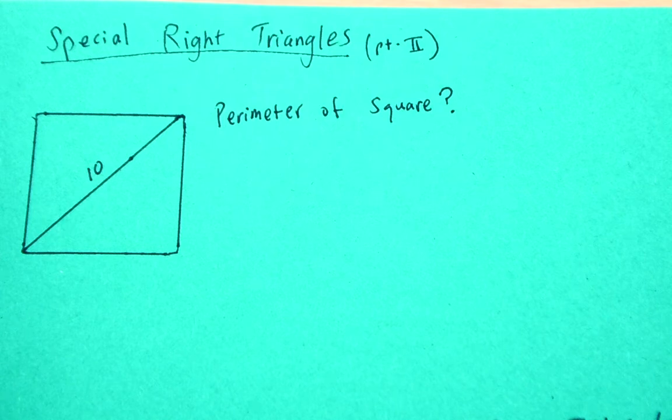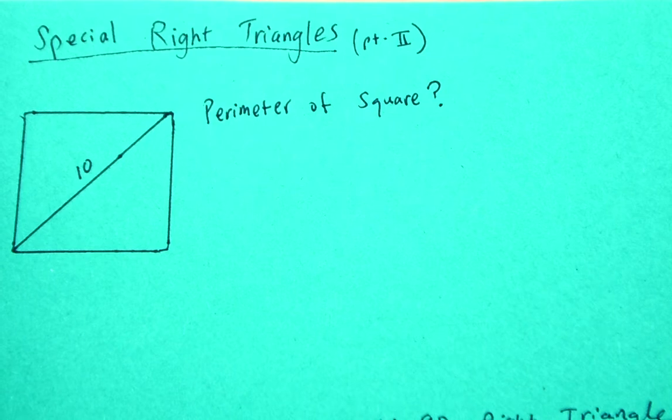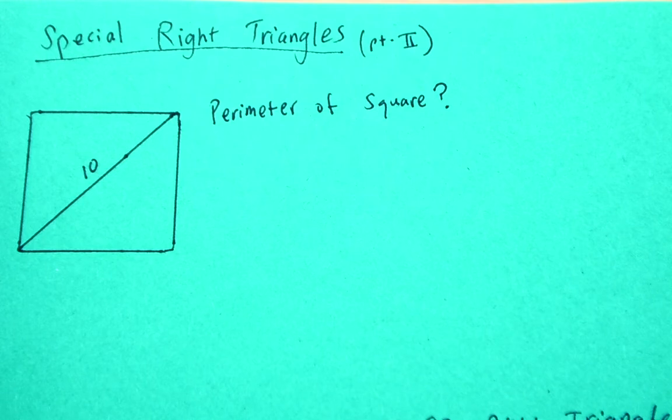We've investigated this topic a bit, but we're going to revisit it and also extend some of the concepts we've developed. So here's a bit of a review question. The question is, what is the perimeter of this square given that its diagonal length is 10?